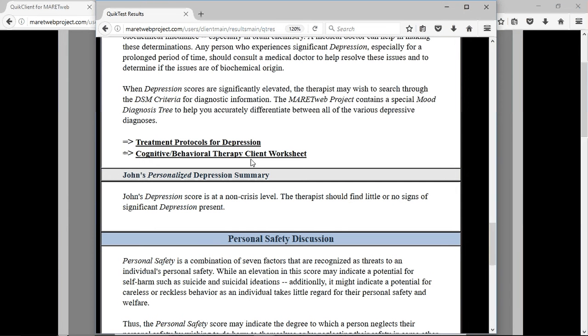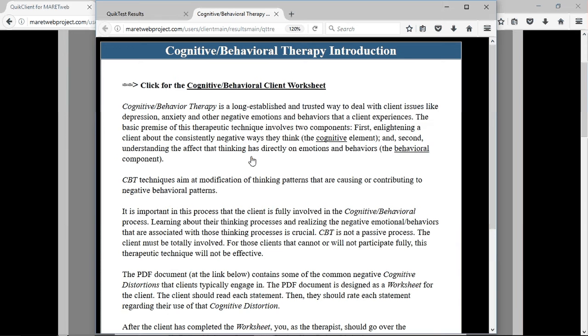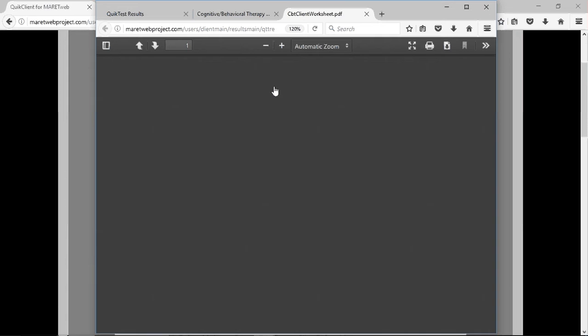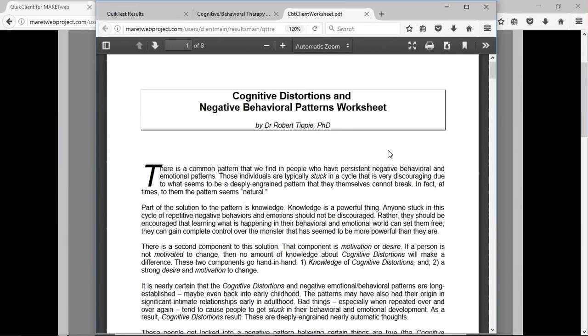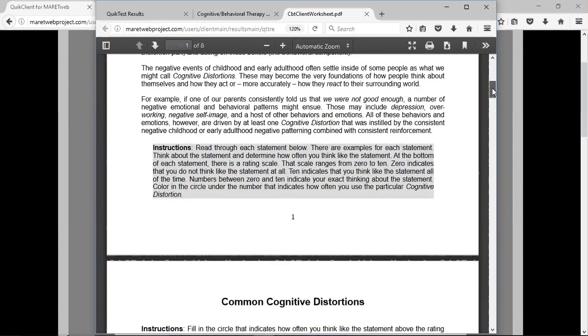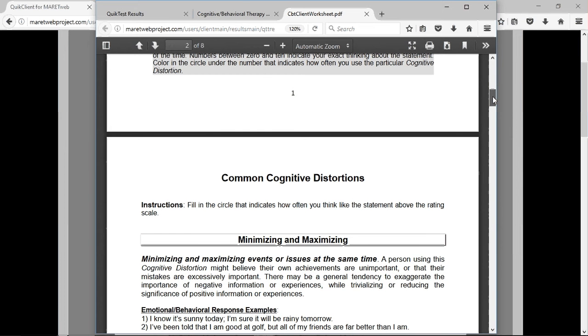If we click on this, it gives you an overview of cognitive behavioral therapy and what this worksheet's going to do. This is basically related to the automatic thoughts that a person has. This is designed for the client to use. Now, of course, you don't have to use it. You don't have to give it to the client, have them come back with it. You can use it in any way you want to use it.